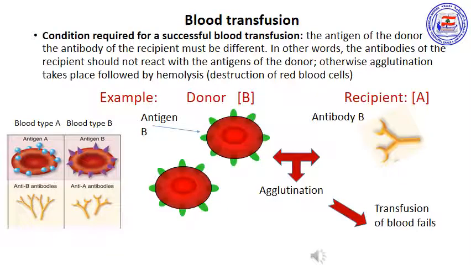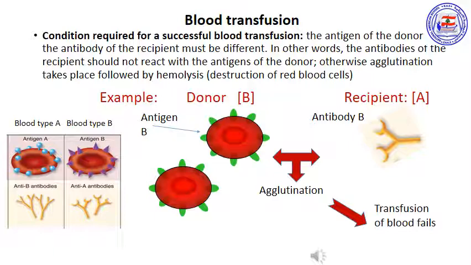So, for successful blood transfusion, the antigen of the donor and the antibody of the recipient must be different. In other words, the antibodies present in the plasma of the recipient should not react with the antigens present on the surface of red blood cells of the donor. Otherwise, agglutination would take place, followed by hemolysis, that means destruction of the red blood cells.